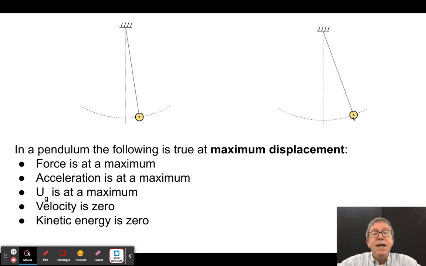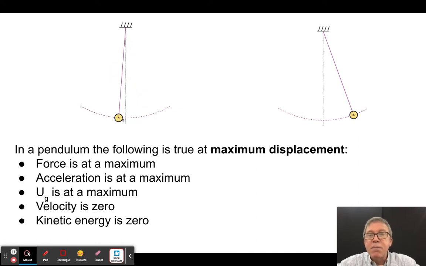Now, at this point, the net force on it, the restoring force, is at its greatest amount, and since the force is at its greatest amount, that means the acceleration is at its greatest amount. Again, it's a little bit counterintuitive, but at maximum displacement, the object is not moving, but the force is at its greatest amount, so the acceleration is at its greatest amount.